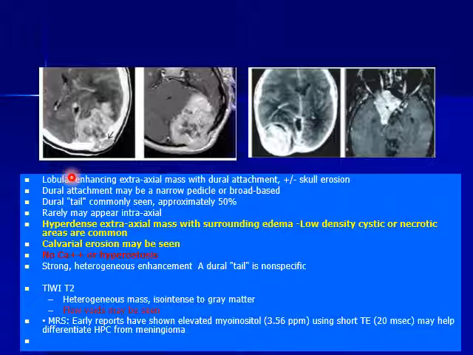But actually, we see it in old age, and it shows aggressive behavior from the start. It means that it is infiltrating the overlying bone, infiltrating the brain, showing a lot of signal voids due to high vascularity, and it can also occur in the pericellular region. How can we differentiate?